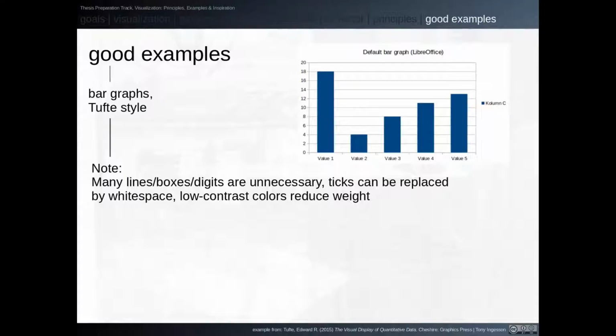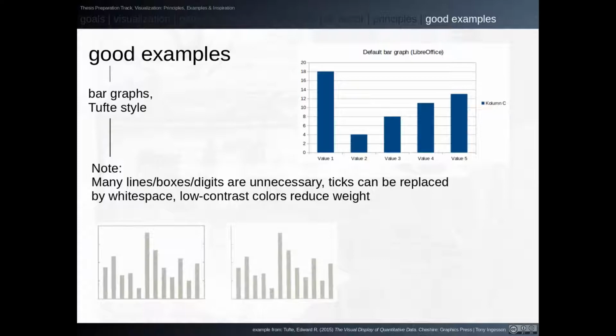Note here that many of these lines, boxes, and digits are unnecessary, and the ticks can be replaced by white space, and low contrast colors can be used to reduce weight. Or you can just remove colors altogether. So if we take this as our first step, you can see that we have already eliminated a lot of unnecessary weight from this illustration.